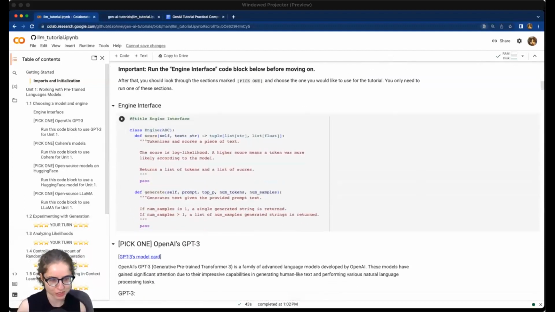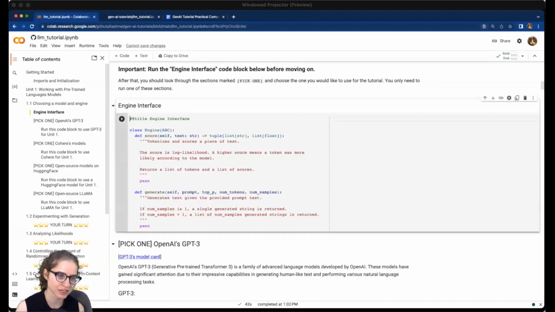So the two functions we'll be using for this tutorial are a score function that takes text and gives you the log likelihood of each token given the tokens before it. So these are just the scores in that logits vector. And also a generate function that generates text from a prompt. So this is what you do to do generation. All right, so in order to get started, you need to press the play button next to this engine interface, and this creates this interface.